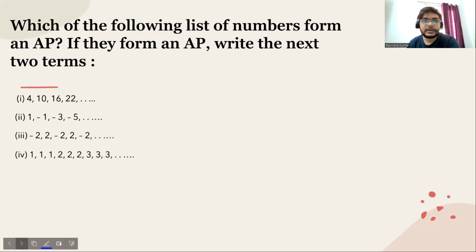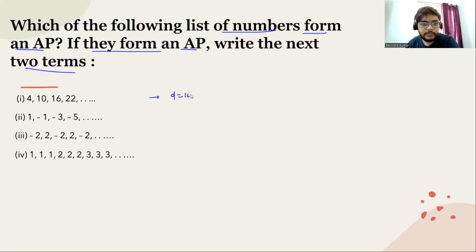This is our next question. Just read it out and try to solve it. Okay. So basically, it is saying, which of the following lists of numbers form an AP? If they form an AP, write the next two terms. First, we have to check whether it is forming an AP or not. If yes, then we have to write the next two terms also. Okay. So first we are checking the first one. How will we check? Check the common difference. If the common difference is the same throughout the series, then it is an AP. Okay. So just take the first two terms.